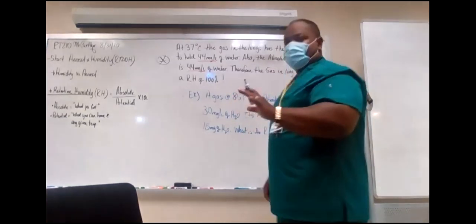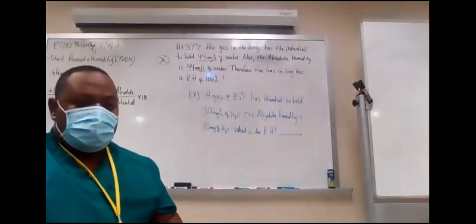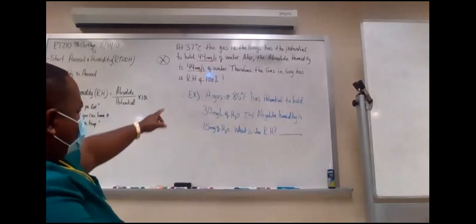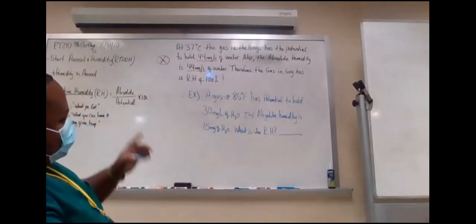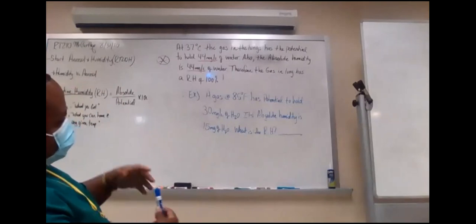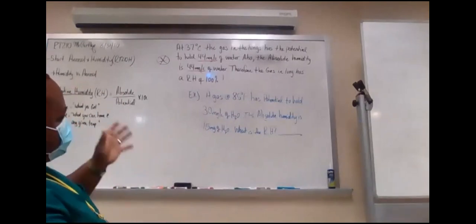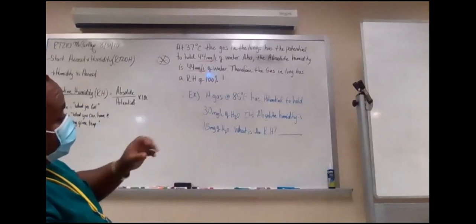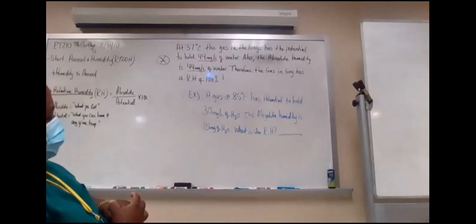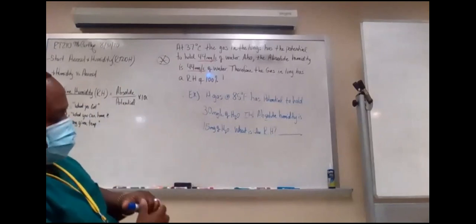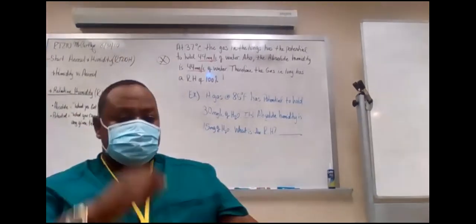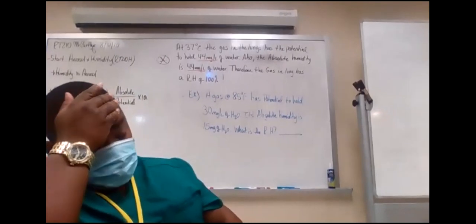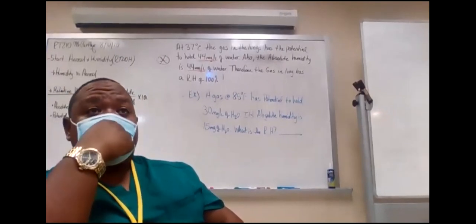All right, before you yell out any answers, give people time to work them out. That's the question. A gas, any gas at, and I just made up these numbers, a gas at 85 degrees Fahrenheit has a potential to hold 30 milligrams of water. Its absolute humidity is 15 milligrams of water. What is the relative humidity? Give me a minute to work that out.